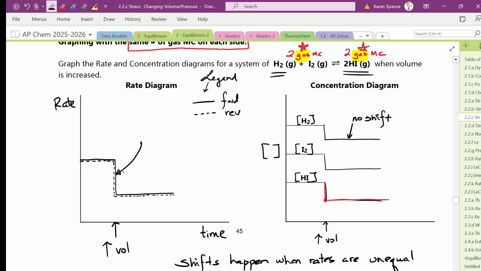Now, over here, you can see we had this area here, which is our spike. So that is our, and I'm going to put it in quotes, stress, because as it turns out, it wasn't really a stress because there was no shift. Stresses make the rates unequal, but you will see that spike.